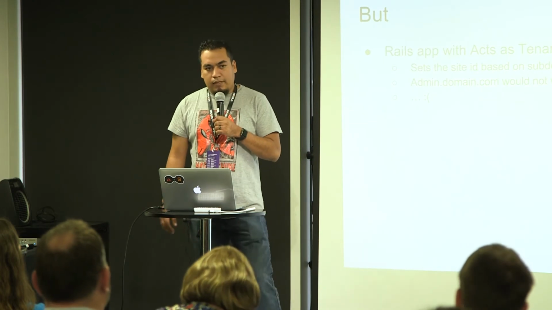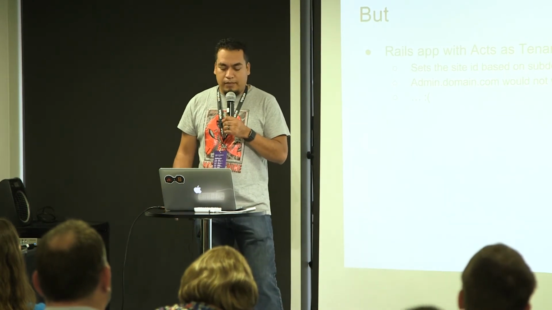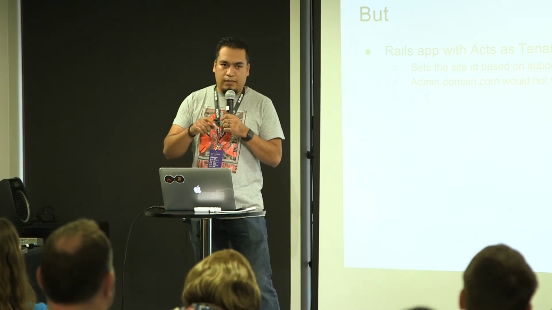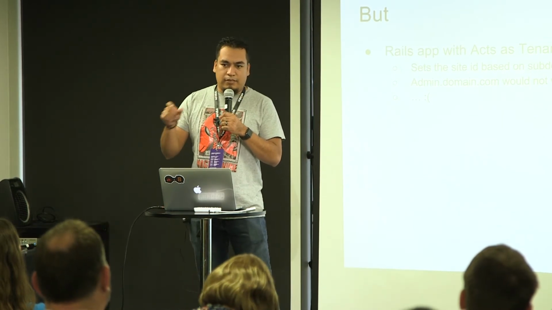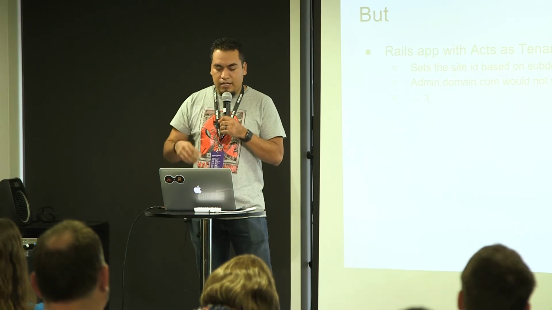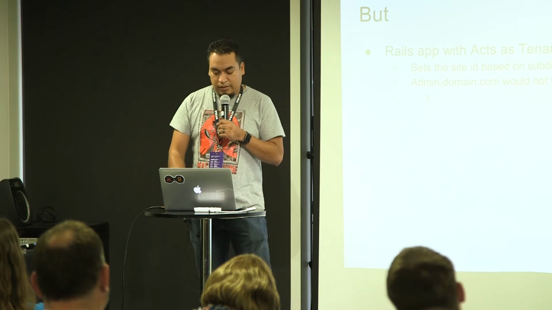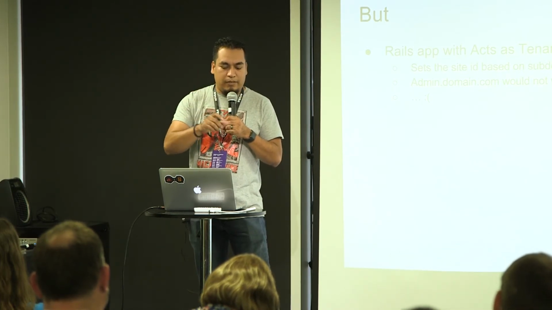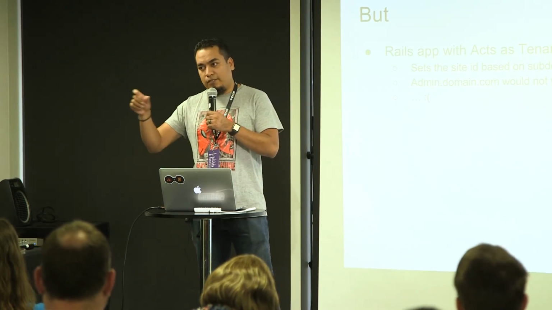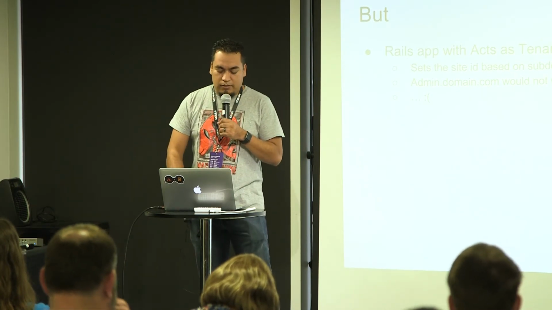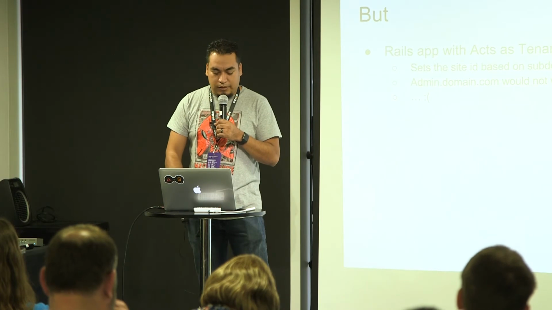But the Rails application that we have uses acts_as_tenant internally. So based on the subdomain, it sets a site. Each site has its own interface and everything. So admin.domain.com will not work. So I will need something like domainadmin.com, so it goes to a different application in Heroku, so it's in reality split.